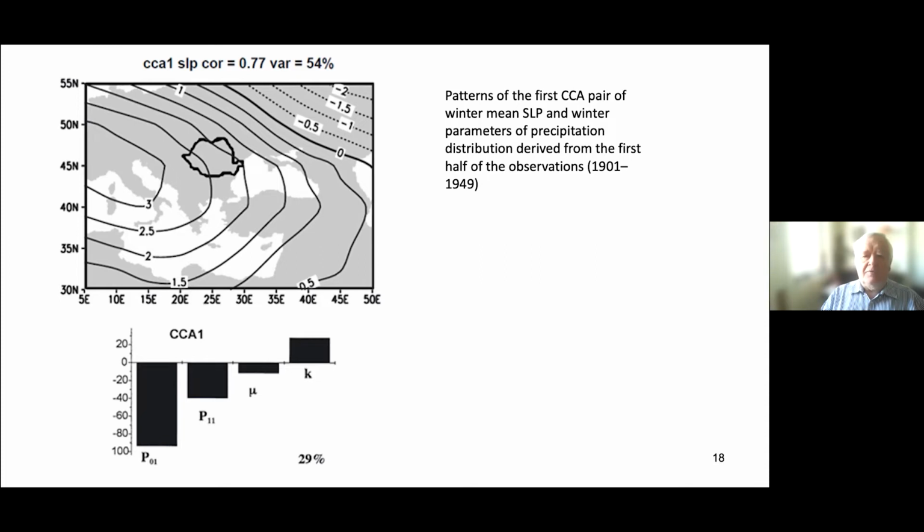This shows the first CCA, namely if we have a high pressure system, and it's winter again, I think. We have a high pressure system sitting over, what is that?